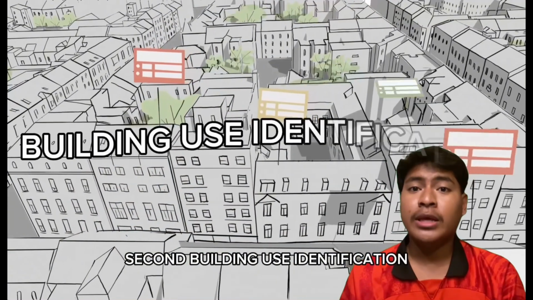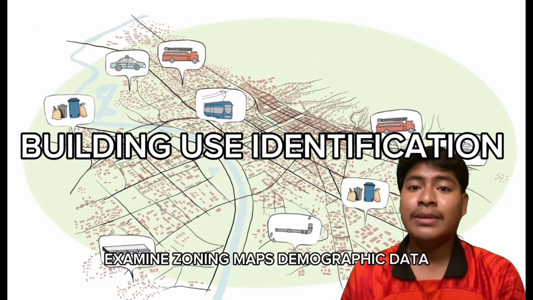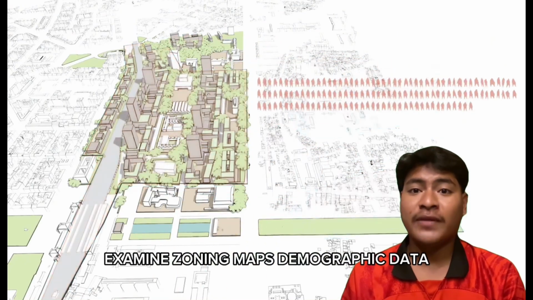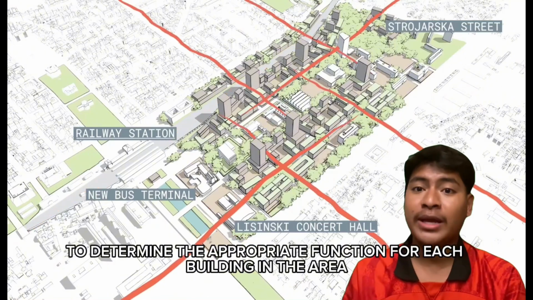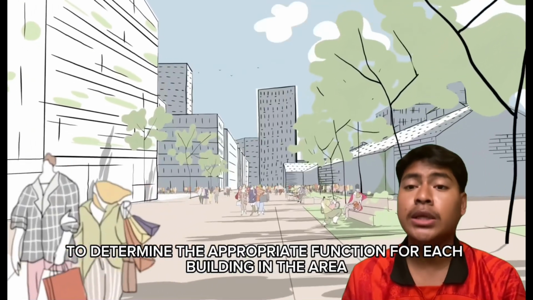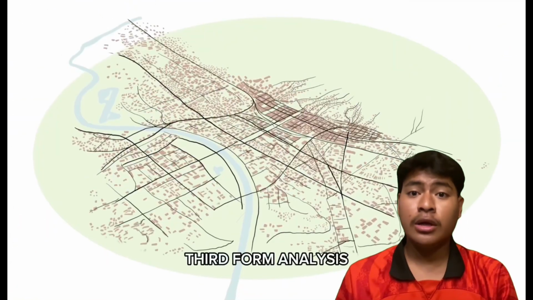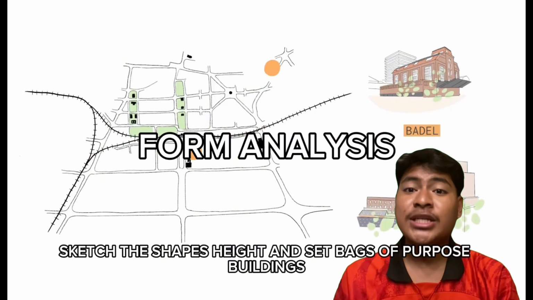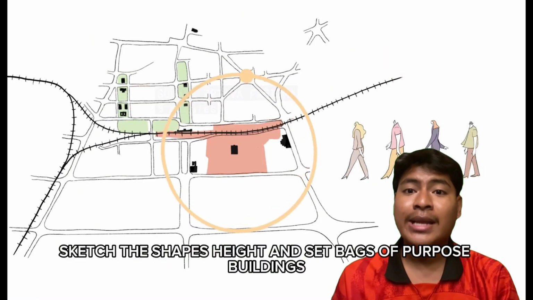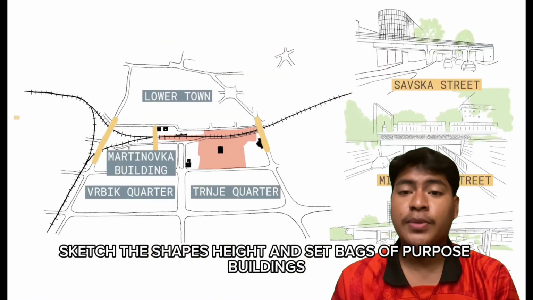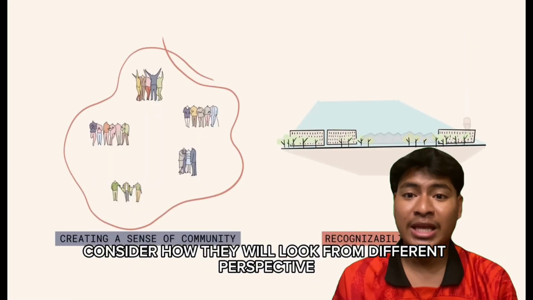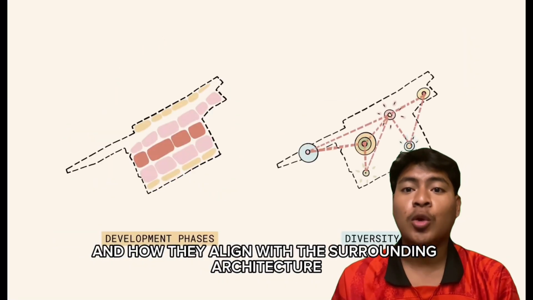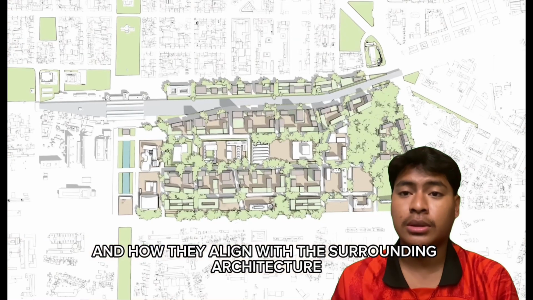Second, building use identification. Examine zoning maps, demographic data, and community needs to determine the appropriate function for each building in the area. Third, form analysis. Sketch the shapes, height, and setbacks of proposed buildings. Consider how they will look from different perspectives and how they align with the surrounding architecture.